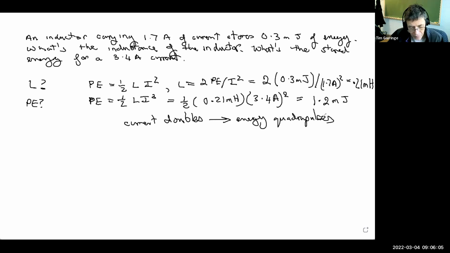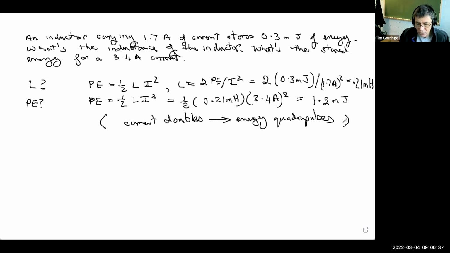And so when we change the current from 1.7 to 3.4 amps, that's doubling the current, you'll notice that we change the energy from 0.3 millijoules to 1.2 millijoules. That's multiplying by 4, quadrupling the energy stored. So we could have noticed that the current doubled, and then that would mean that the energy quadrupled. So that would be another way of solving this problem.